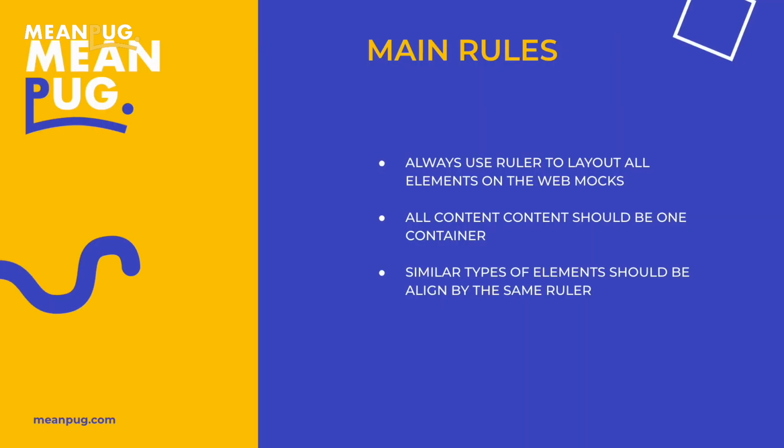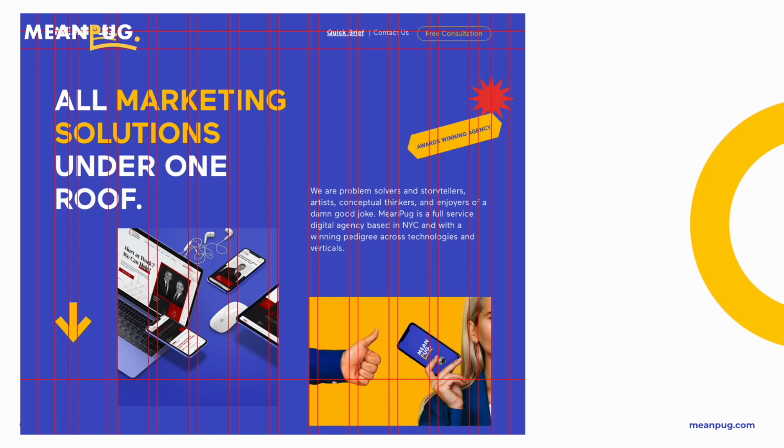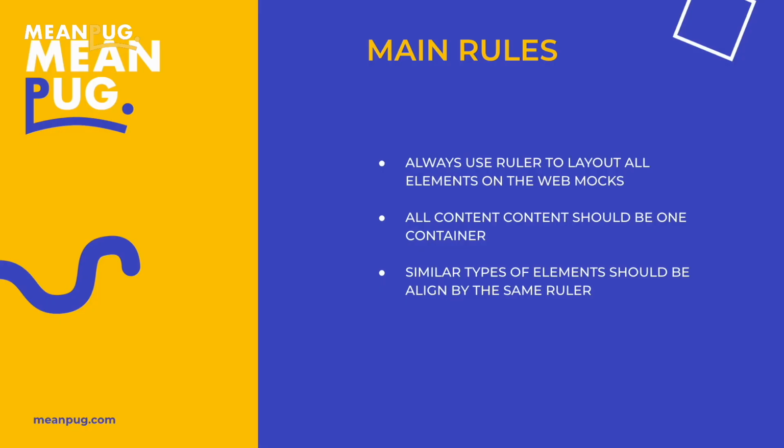And basically, this is how guides look, right? So every time you create a website, you can just copy one of the mockups that has a guide, delete everything else, and the guides will stay there. And what to keep in mind when we are talking about rulers: always use a ruler to lay out all elements on the web mockup. Every element you put in is supposed to be on some kind of line, aligned with a guide that you have.